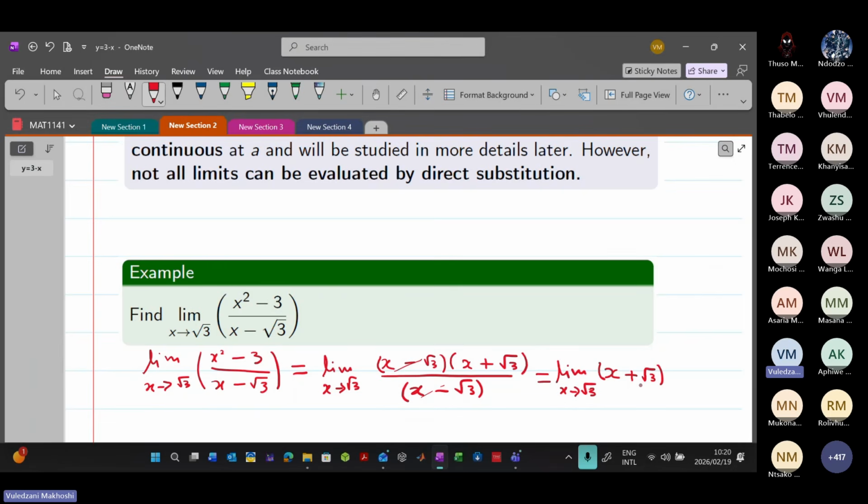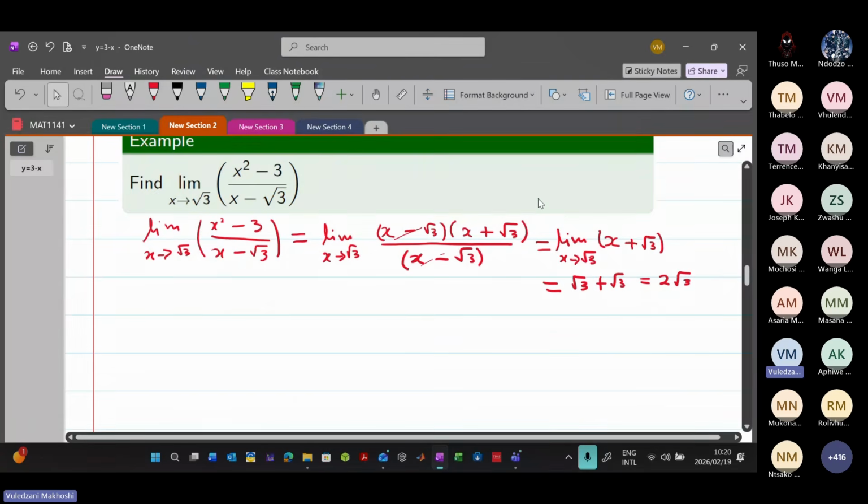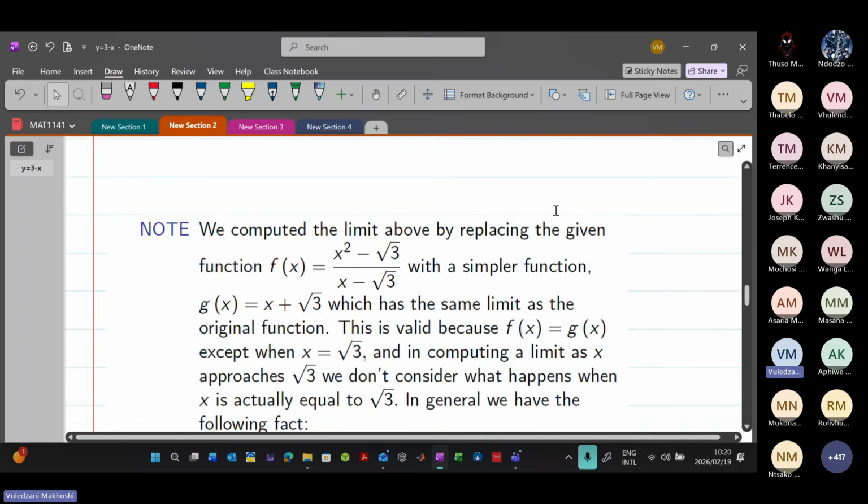Then we have another function whose limit will be the same as that one when x is very close to 3. Okay, so we note that this square root of 3 is in the domain of this new function. So this is giving us square root of 3 plus square root of 3, which is 2 square root of 3, like that.